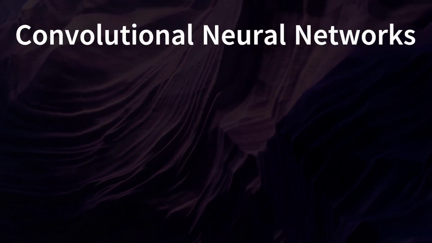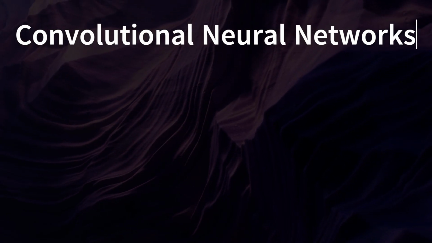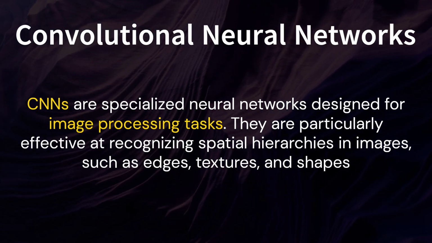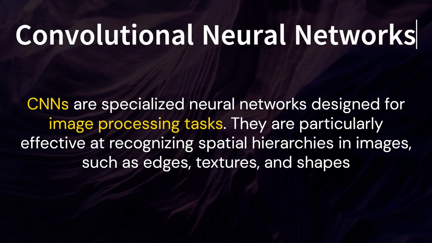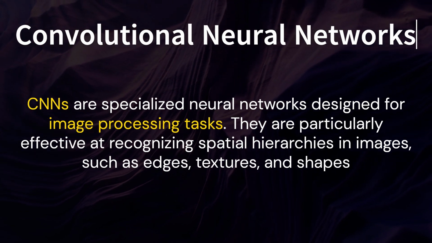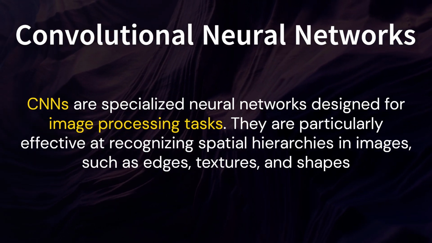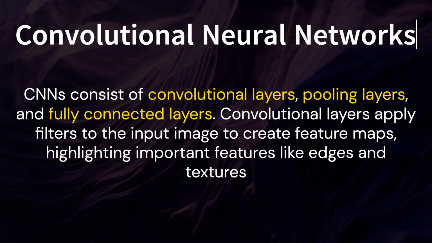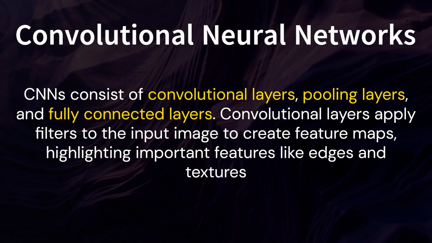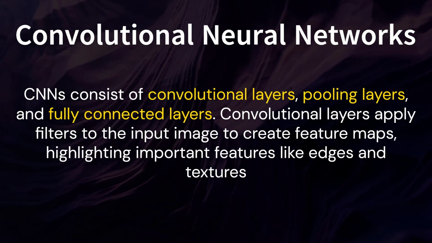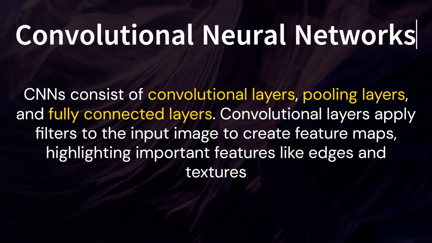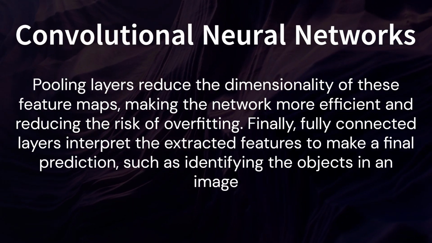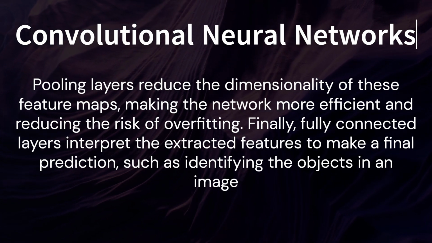Now, let's discuss convolutional neural networks, or CNNs. CNNs are specialized neural networks designed for image processing tasks. They are particularly effective at recognizing spatial hierarchies in images, such as edges, textures, and shapes. CNNs consist of convolutional layers, pooling layers, and fully connected layers. Convolutional layers apply filters to the input image to create feature maps, highlighting important features like edges and textures. Pooling layers reduce the dimensionality of these feature maps, making the network more efficient and reducing the risk of overfitting.